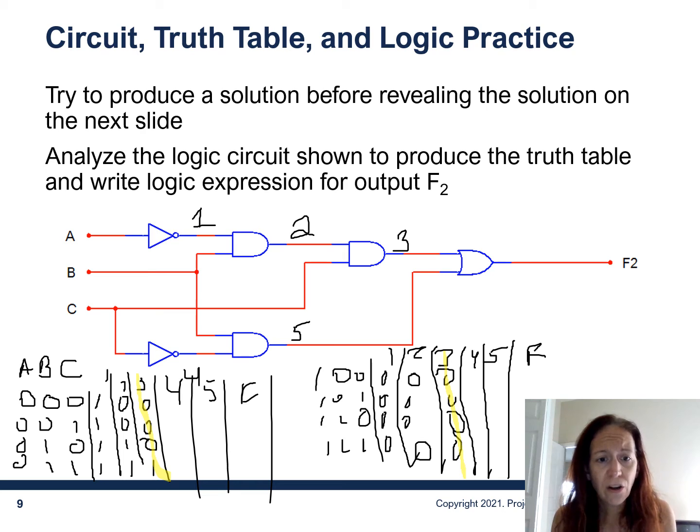Okay, so if C goes 0, 1, 0, 1, 0, 1, 0, 1, the inversion is going to go 1, 0, 1, 0, 1, 0, 1, 0. 5, we are ANDing, what is 5? 5, we are ANDing B with the output of 4. So what I'm going to do quick is if 4 is low, 5 has to be low, and those two columns are right next to each other. So I'm just going to go ahead and fill that in. I'm trying to make it easy on myself.